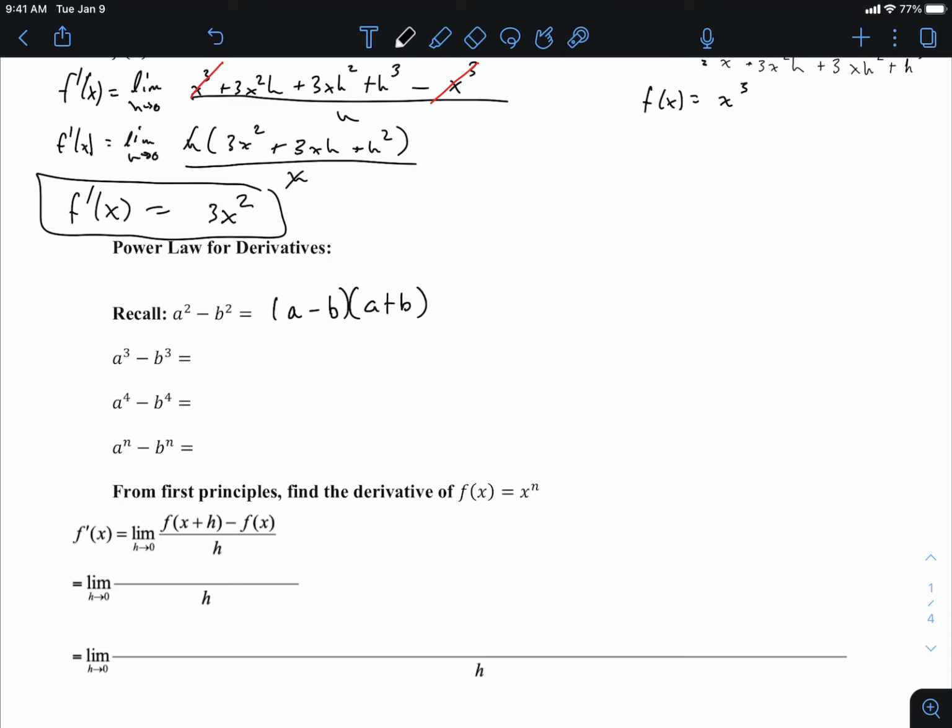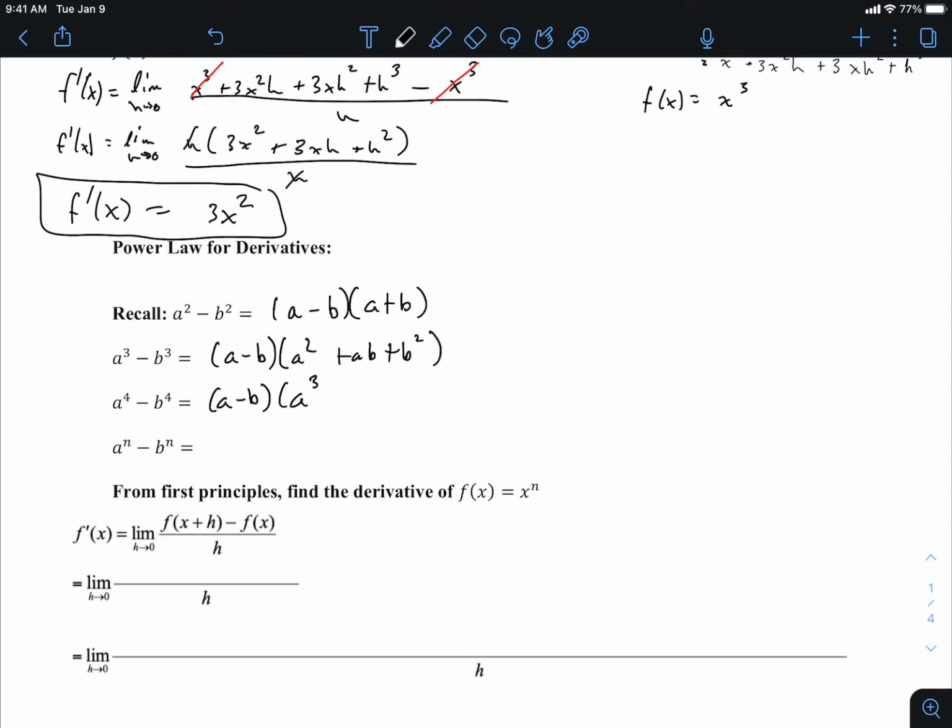Okay, and then a cubed minus b cubed. I think we've seen this one already. A minus b out front, and then we say a squared plus ab plus b squared, right? A to the 4 would be something like this, and hopefully by the time we get to this stage, you guys are starting to see a bit of a pattern.